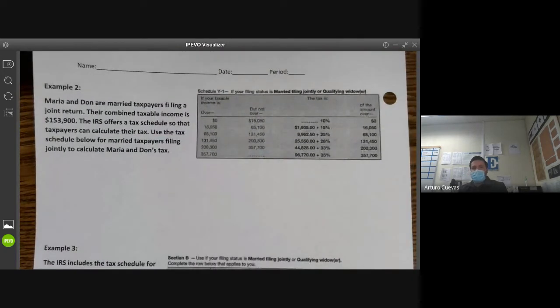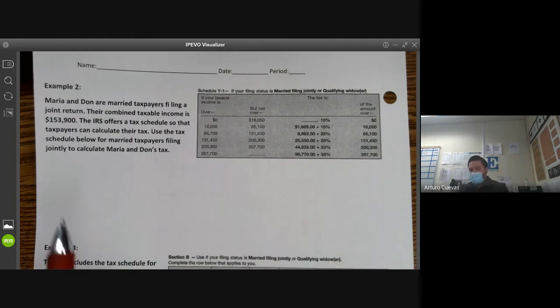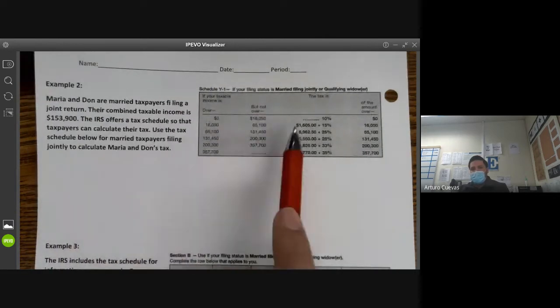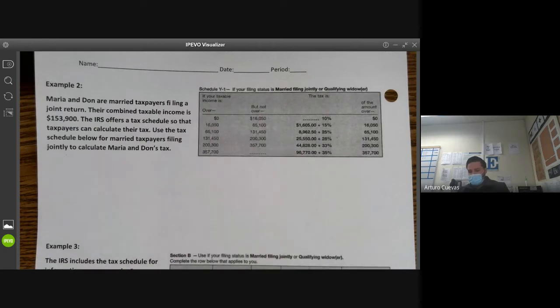Maria and Don are married taxpayers filing a joint return. So they're filing jointly. Married, filing jointly. Between both of them together, they make 153,900. The IRS is giving them this table so that they can figure out their tax. Let's figure out their tax.